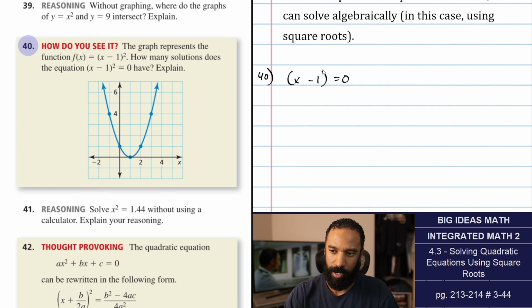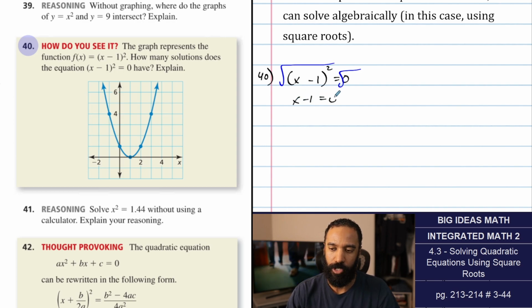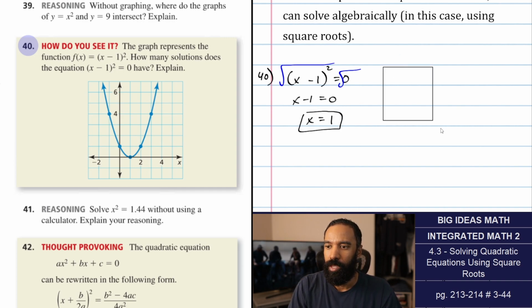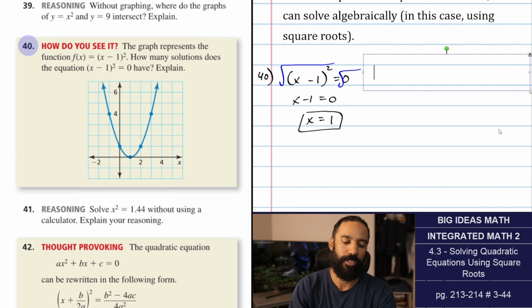x minus 1 quantity squared equals 0. If I take the square root of both sides, I will get x minus 1 equals 0. There's no plus or minus. We haven't done the plus or minus thing in a long time. And we solve, we get x equals 1. There's one real solution. As far as what they're doing, it's more of, like I said, a 4.2 thing.